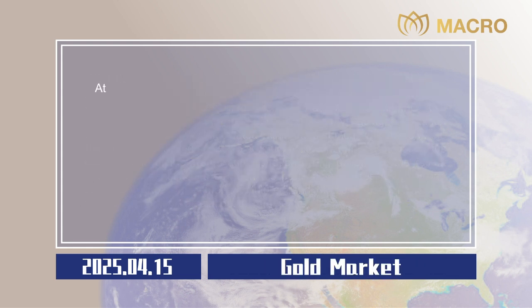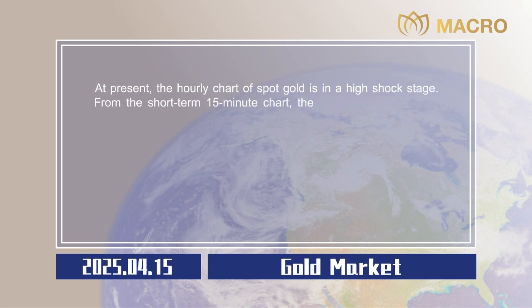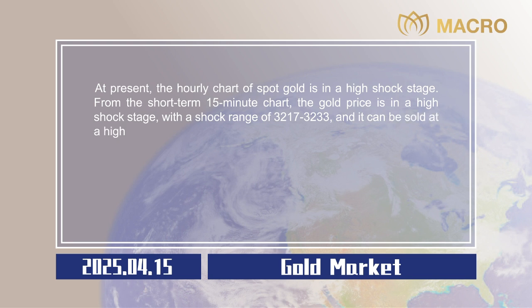Gold market. At present, the hourly chart of spot gold is in a high shock stage. From a short-term 15-minute chart, the gold price is in a high shock stage, with a shock range of $3,217 to $3,233, and it can be sold at a high price and bought at a low price in this range.